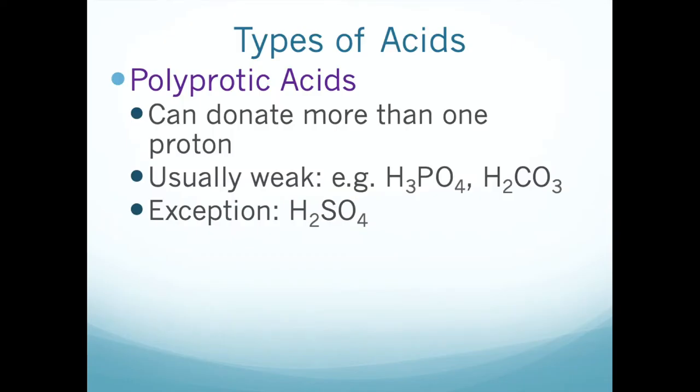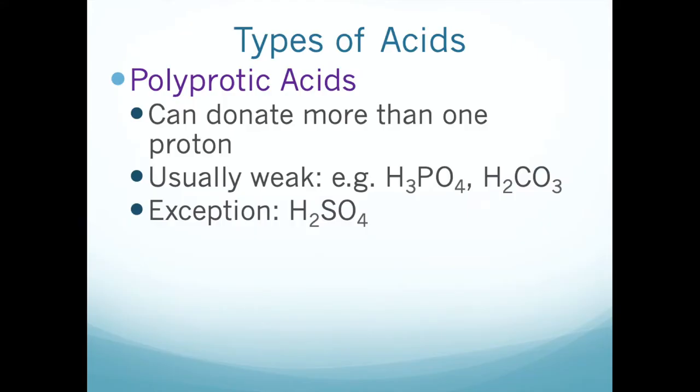Most of the examples of acids we've seen so far are what we call monoprotic acids. They give off only one hydrogen. Things like nitric acid, which is HNO3, and hydrochloric acid, which is HCl, have only one hydrogen. You can have what's called a polyprotic acid. Polyprotic acids, as the name suggests, have many protons. They have many hydrogen ions that they can give off.